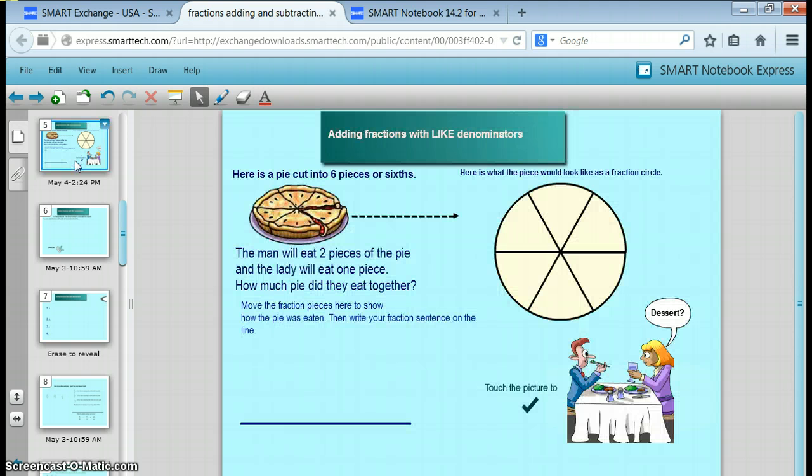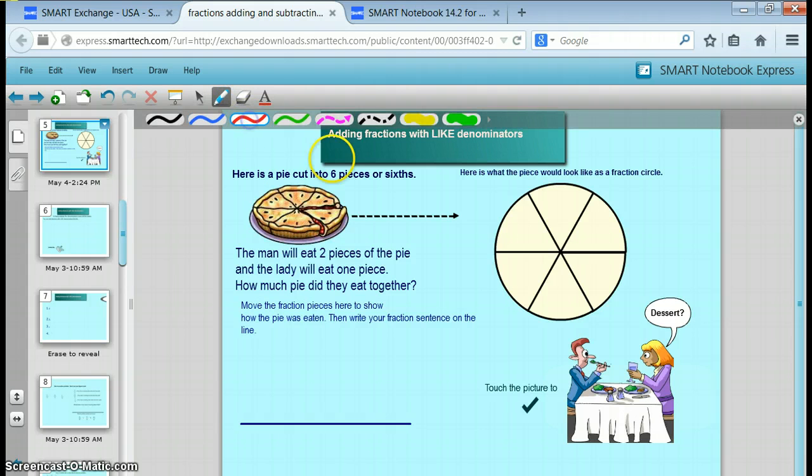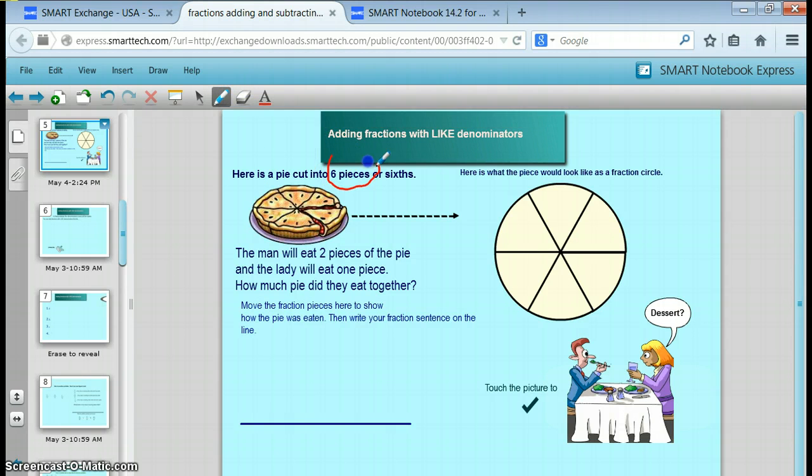Now, here is a pie cut into 6 pieces. Here's the key word: your pieces are your denominator. So I know this is going to be a fraction out of 6. It says, a man will eat 2 pieces of pie and the lady is eating 1 piece of pie. Maybe she's not as hungry as he is. How much did they eat altogether?